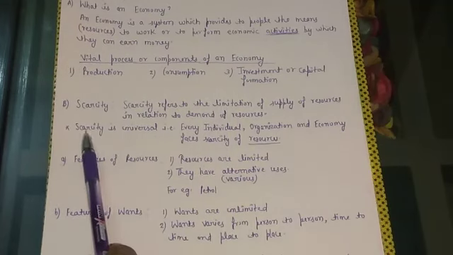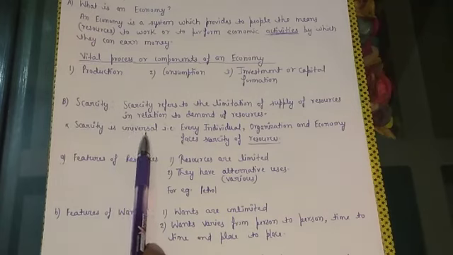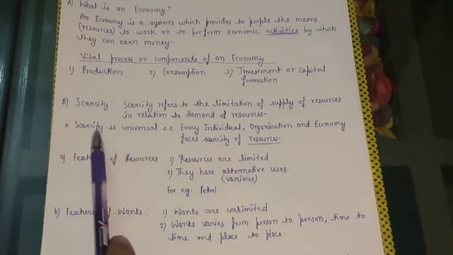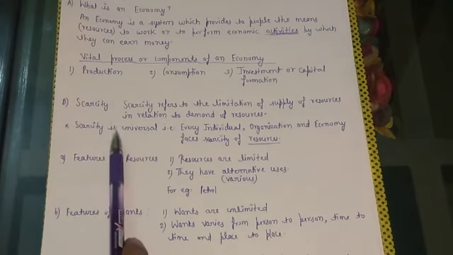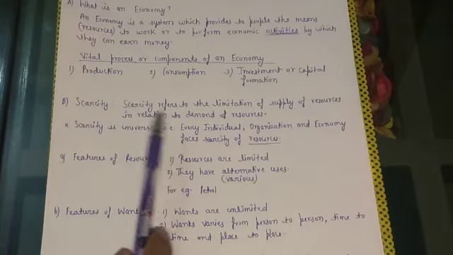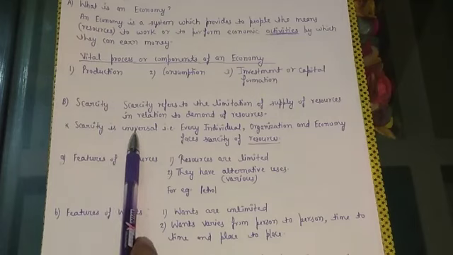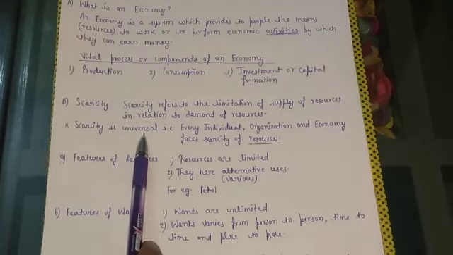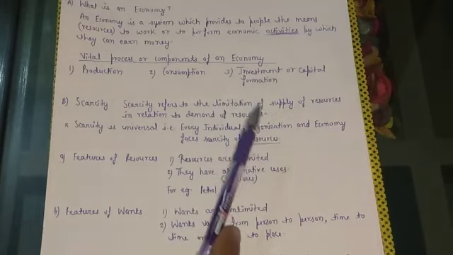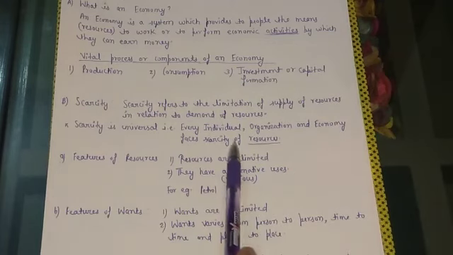See here, scarcity is universal. In economics there are two words: first is universal and second is subjective. If I am saying that scarcity is universal, it means that scarcity will remain for each and every person, institution, or economy. It means scarcity will remain the same for each and every individual, each and every organization, and each and every economy. Every individual, organization and economy faces scarcity of resources.